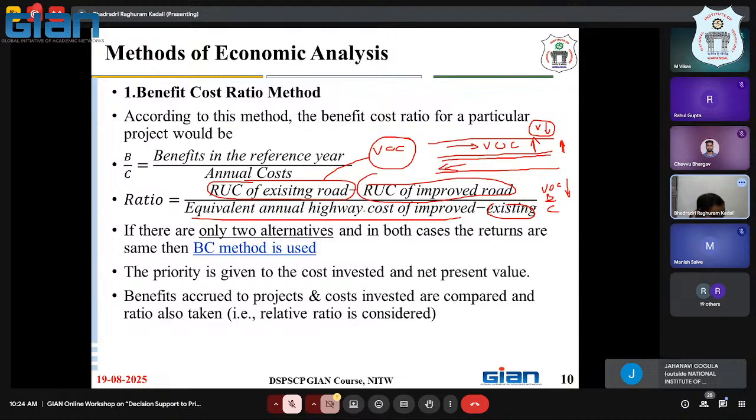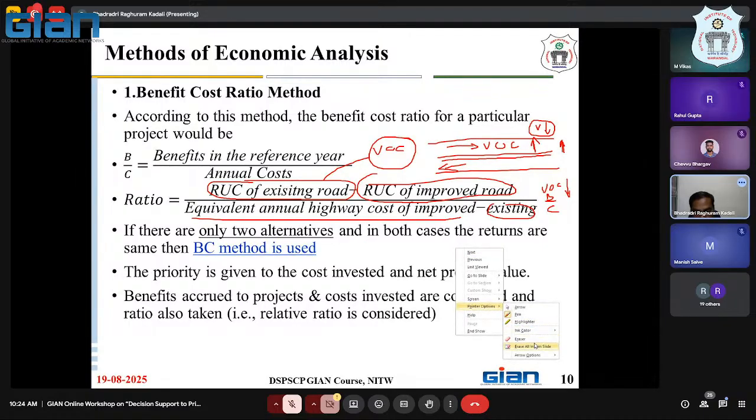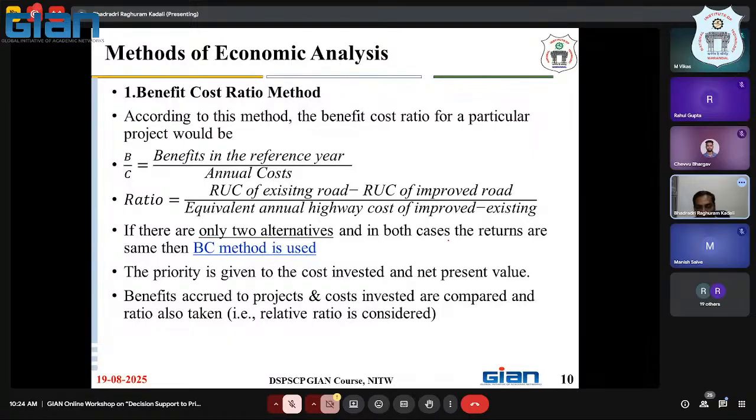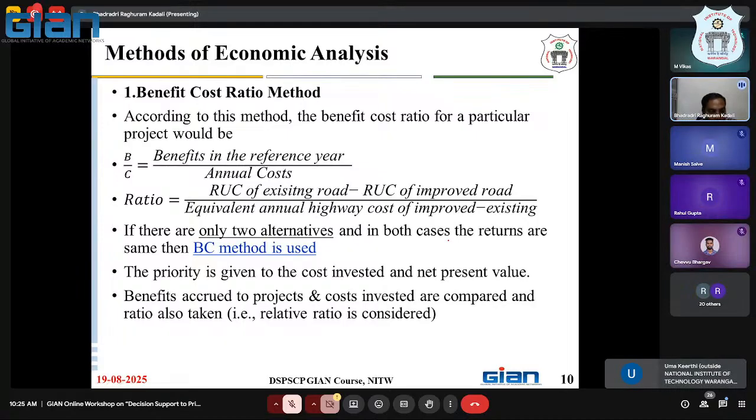So can you expect what the value of B by C should be: whether it should be less than 1, equal to 1, or more than 1? When will it be easy, or when will it be okay for us? Any thought process or any ideas, any points to be discussed there? Can anyone expect what the B by C ratio value would be if I want to implement this project, and whether it is worthwhile to implement or not?